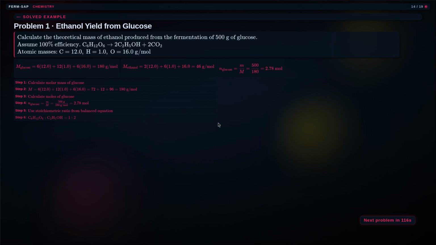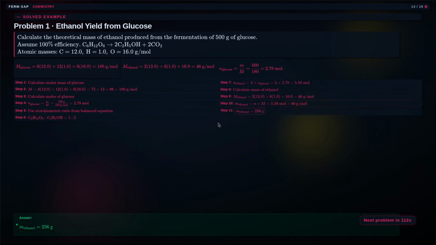Problem 1. Calculate the theoretical mass of ethanol produced from the fermentation of 500 grams of glucose, assuming 100% efficiency. The balanced equation is C6H12O6 yields 2C2H5OH plus 2CO2.